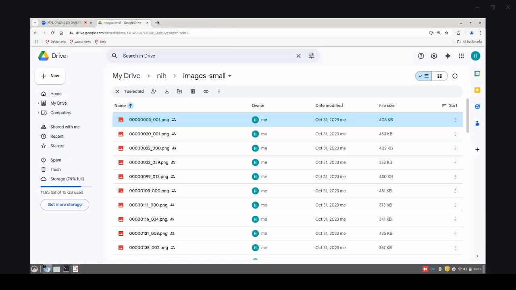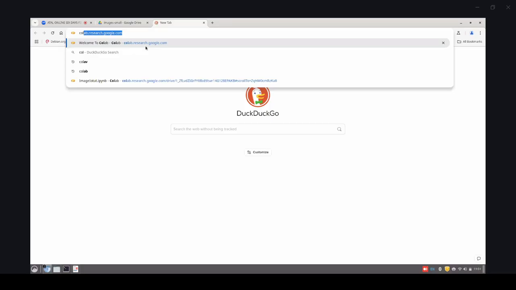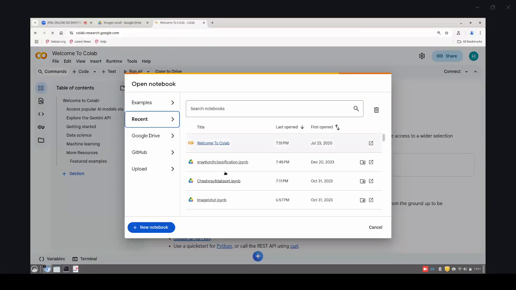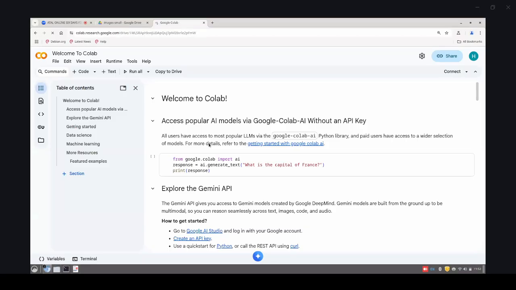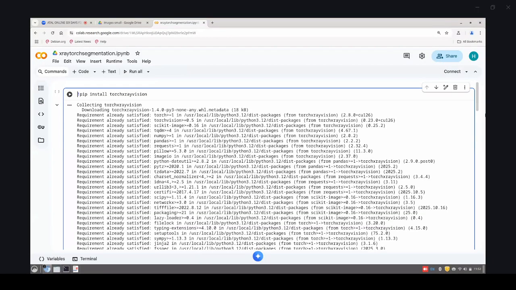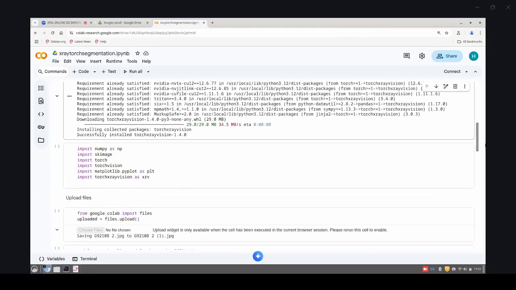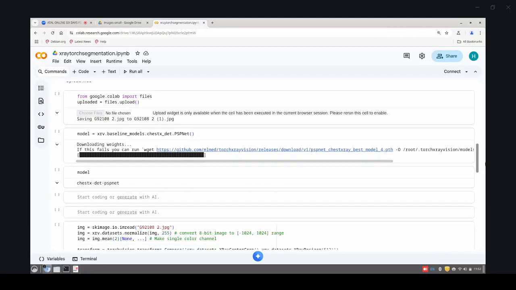And for the testing phase, not only is it used for classification problems, we can also use these neural networks for segmentation problems as well. And one such example where X-ray torch vision is used for a segmentation problem is here.